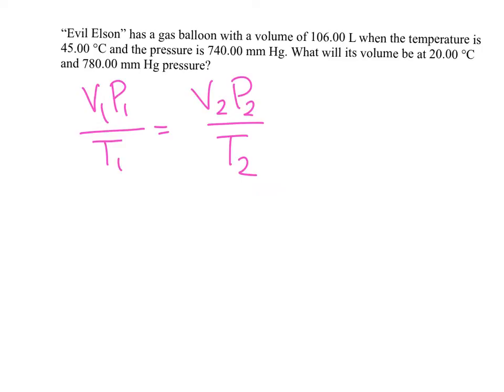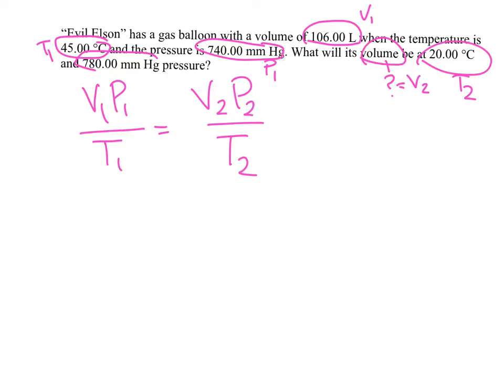Okay? So for example here, this is going to be my V1, my temperature, this is my T1, and here's my P1. I'm looking for my volume. Here is my T2, and here is my P2. So after that, it's just plug and chug, except I have one extra step I have to take. What's that? Convert Celsius to Kelvin. Must convert Celsius to Kelvin.